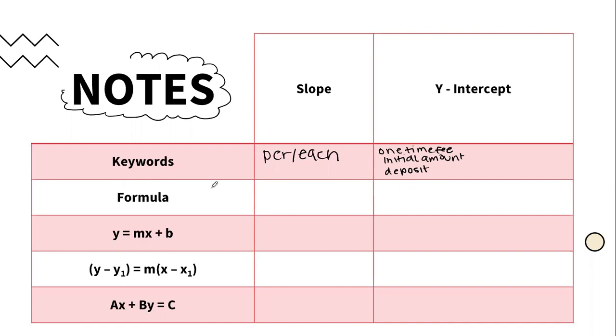For my formula, when it comes to slope and y-intercept, to find my slope, there's many things we can do. For a table, we can do rise over run, which indicates my change in y over my change in x, which also is y2 minus y1 over x2 minus x1. So this is how I find the slope of a table or a graph. My vertical change over my horizontal change. My change in y over my change in x. y2 minus y1 over x2 minus x1.